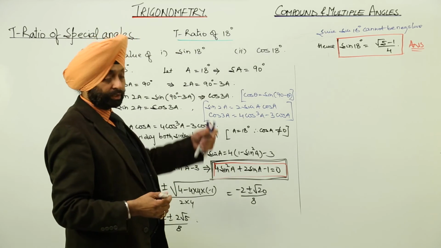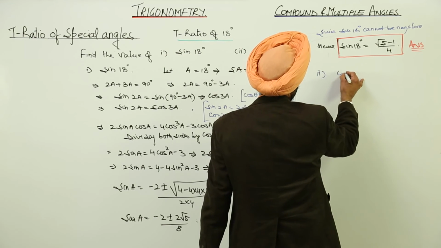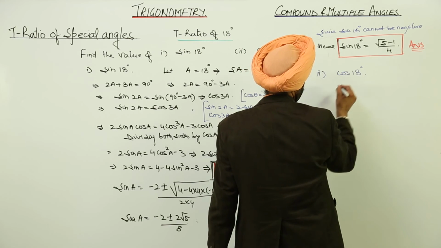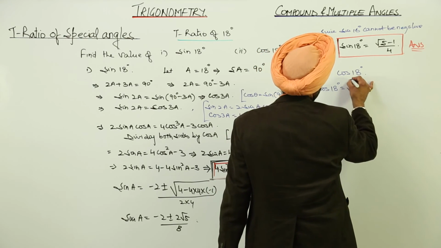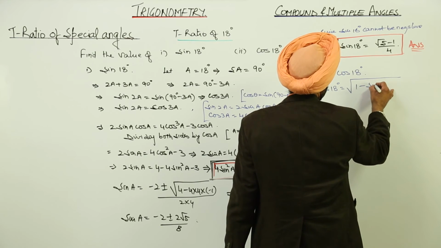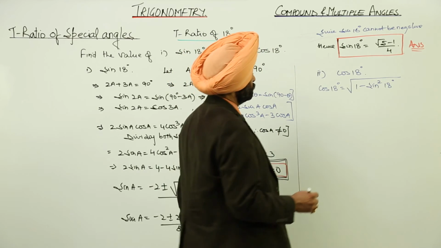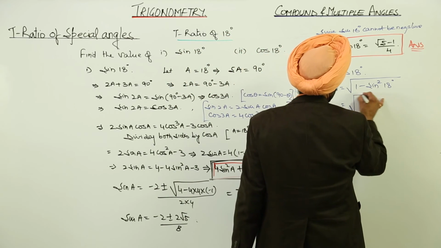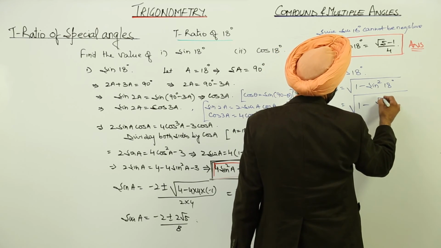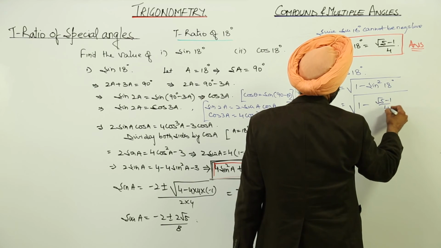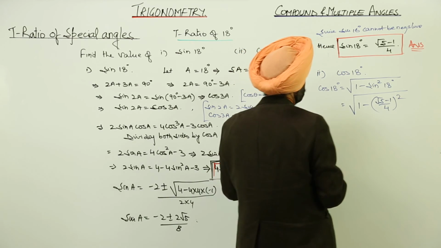Now let's find cos 18 degree. Number 2, cos 18 degree. Cos 18 degree is equal to the square root of 1 minus sin square 18 degree. Okay. So now this becomes square root of 1 minus, now sin 18 degree is root 5 minus 1 upon 4, whole square.